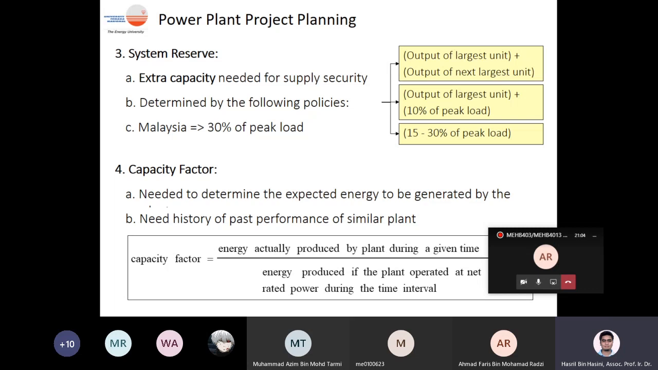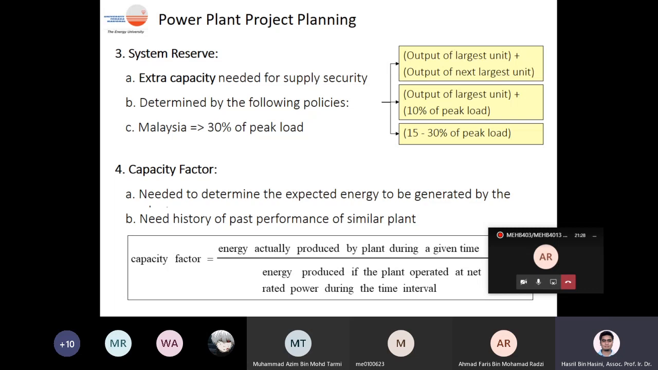And then the next method is by using this equation. We look at our largest unit in the country plus 10% of the peak load. So let's say the peak load is around 30,000. Then 10% of that 30,000 is around 3,000 megawatt.